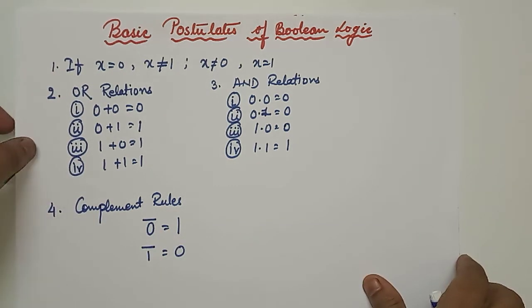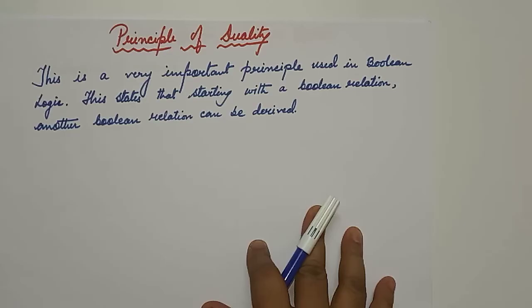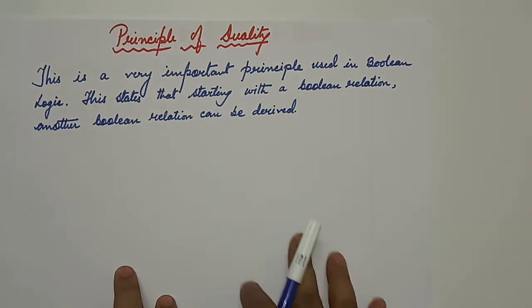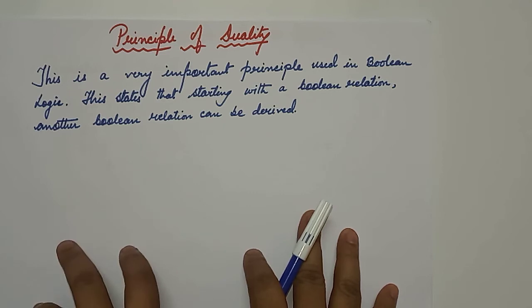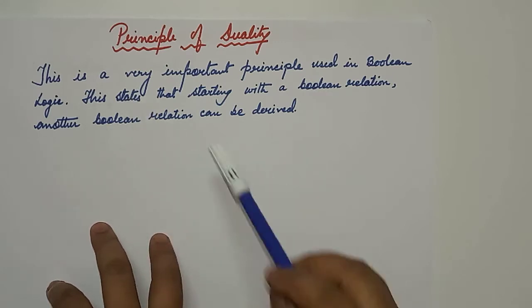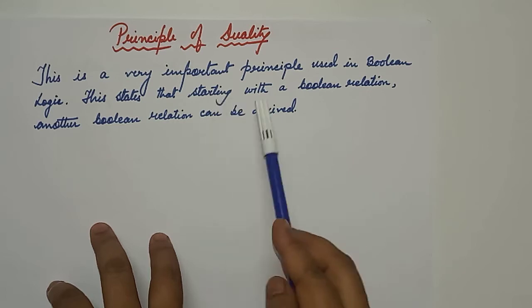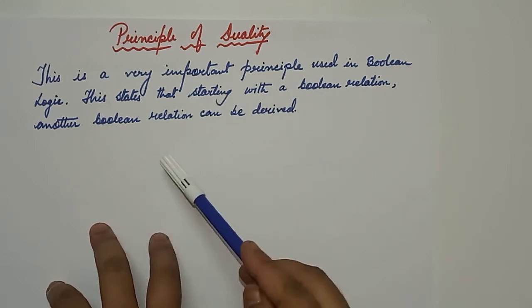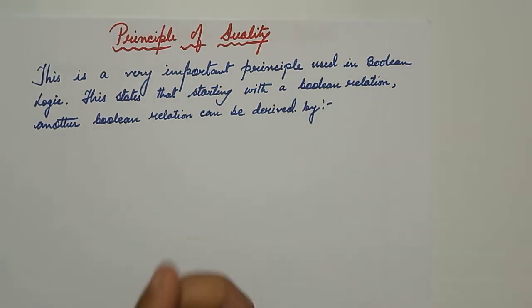Next we are going to talk about the theorems of the Boolean algebra. Before we continue with the theorems, we should know a small, very important topic, that is the principle of duality. What is the principle of duality? This is a very important principle used in Boolean logic. This states that starting with a Boolean relation, another Boolean relation can be derived by performing the given steps.